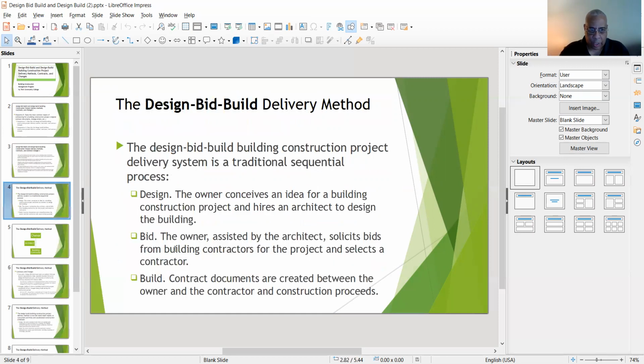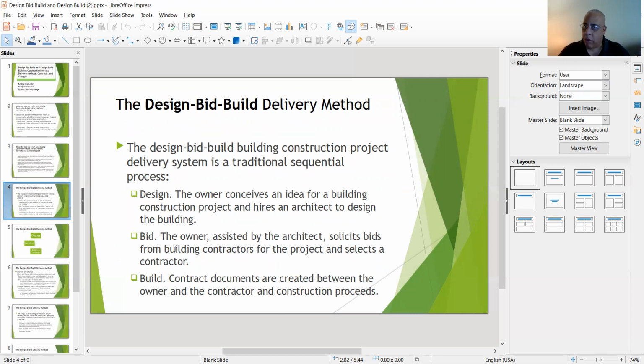Now, again, I'm going to break it down to you right now on why the design bid build construction project delivery system is a traditional sequential process. First, you deal with the design. The design is where the owner conceives an idea for a building construction project and hires the architect to design the building. Then you get into the bid.